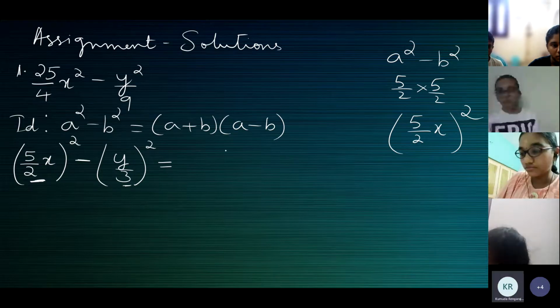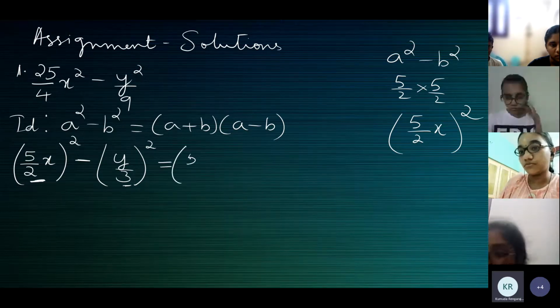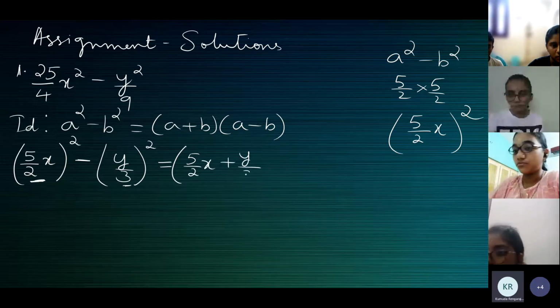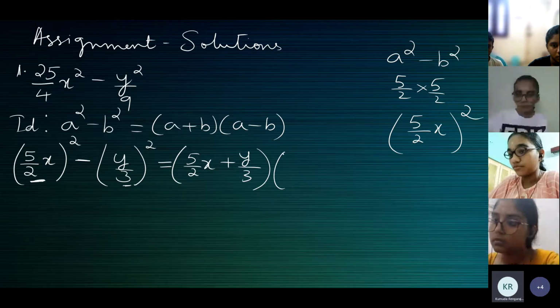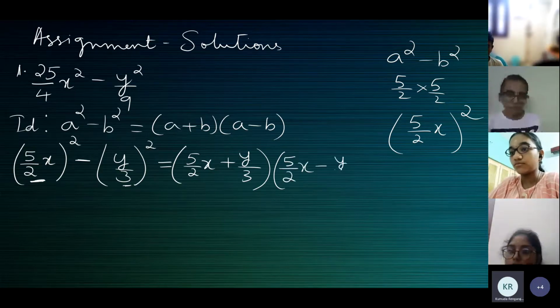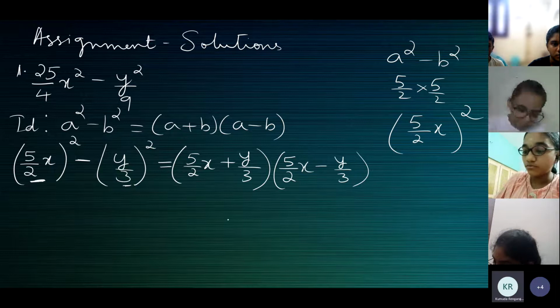And how do we factorize? What are the two factors? A plus b, a minus b. So how do you write a plus b? A is 5 by 2x plus b, y by 3, into a minus b, 5 by 2x minus y by 3. So these are the two factors of the given expression.